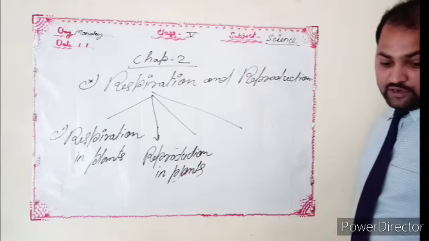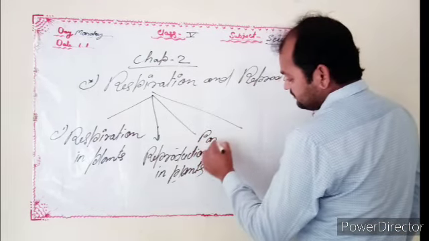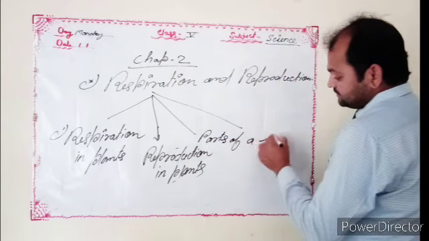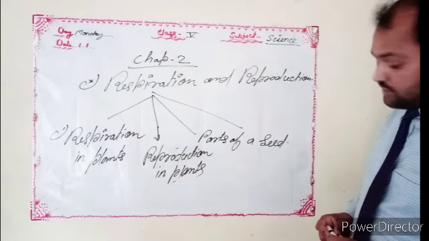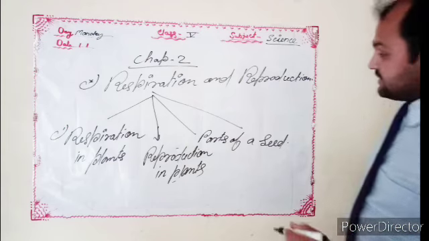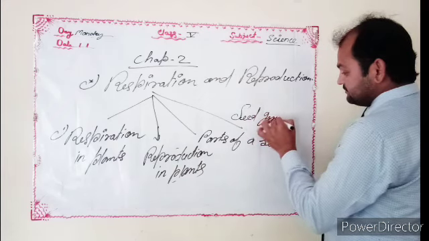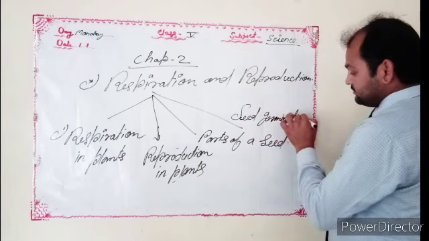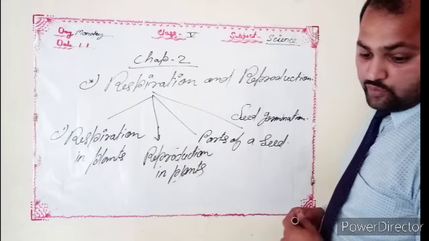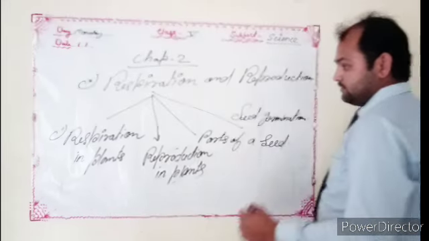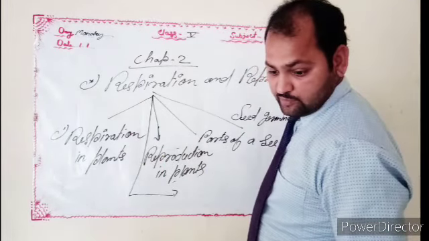Reproduction in plants. Next topic, parts of a seed. That's important for you. Parts of a seed. Seed germination. And vegetative propagation. One more topic is here, vegetative propagation.